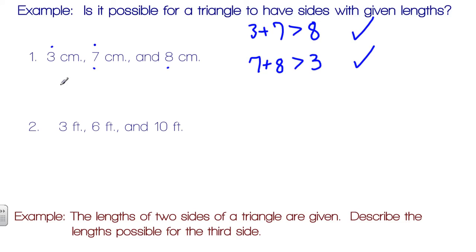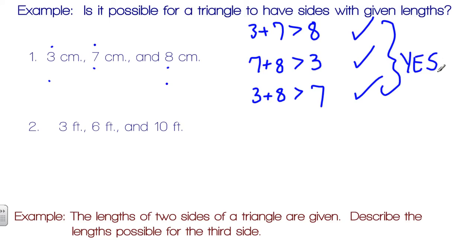So let's take our third combination, 3 and 8. So 3 plus 8, is that bigger than our third side, 7? Yes. So this is a triangle. Or this could be a triangle.